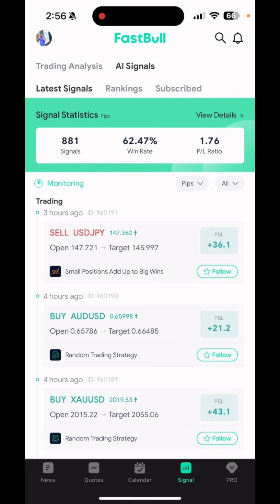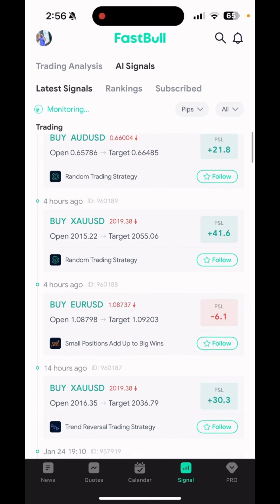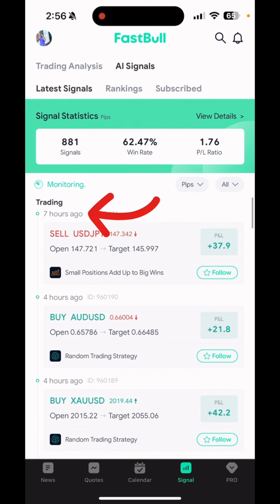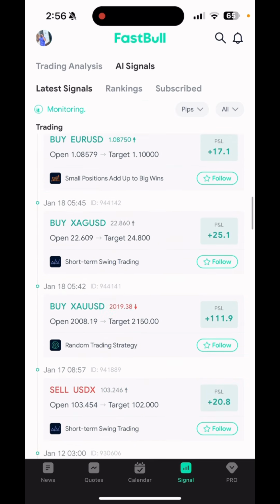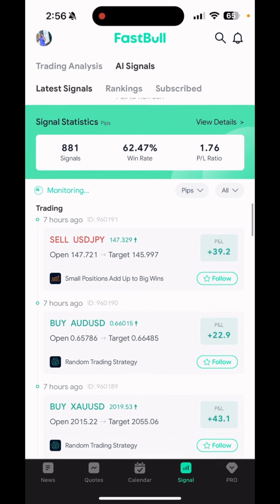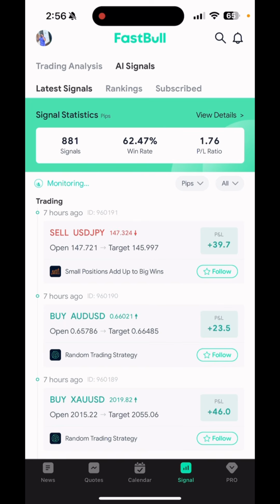Sell USD/JPY, and as you can see, they have plus 36. P&L means profit and loss, so they have a profit of plus 38. Do you understand? But you need to check the hours. 4 hours ago, 4 hours ago, 4 hours ago, 7 hours ago, and so on and so forth. All right, so 14 hours ago, as you can see, is monitoring. Once new signals drop, you will see it here. So you can come here and also get your signals. So this app is beautiful because it just gives you everything.